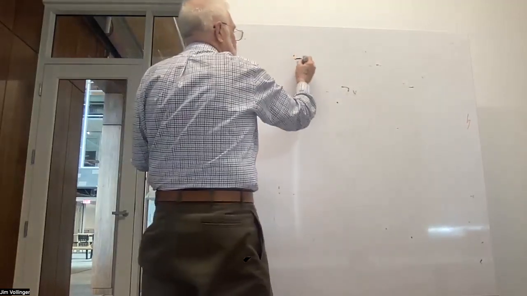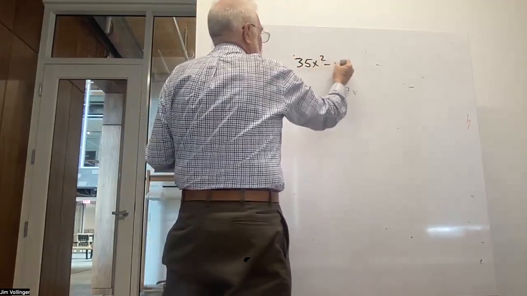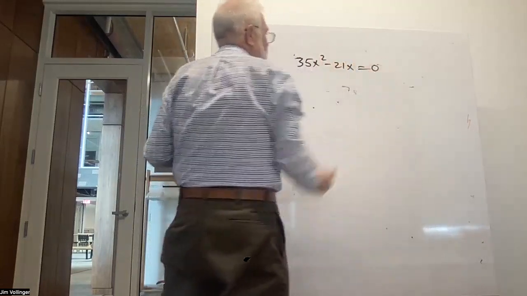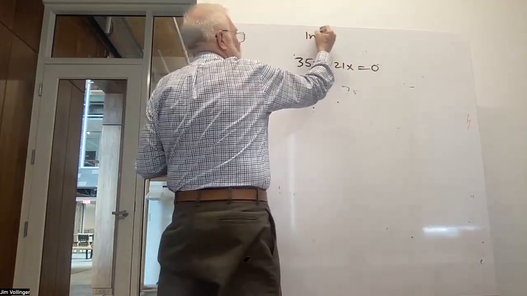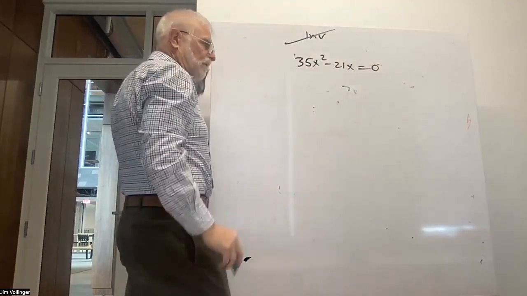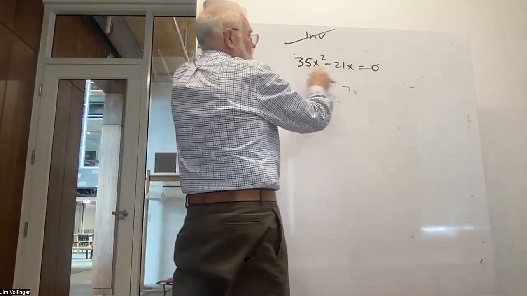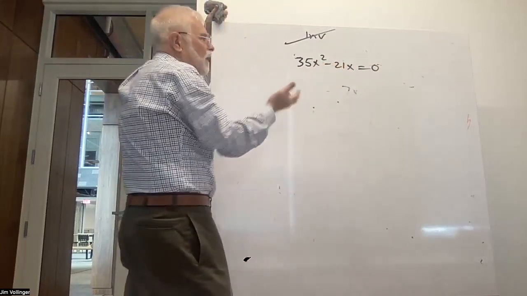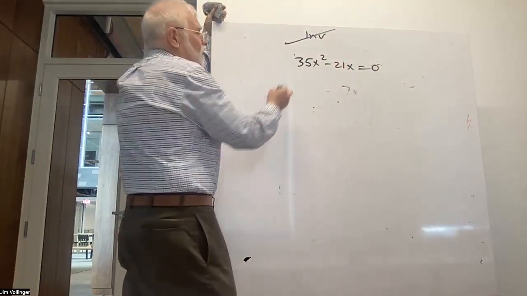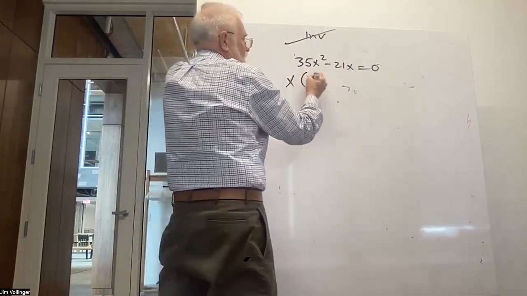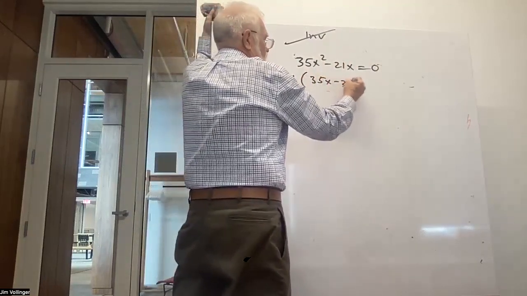All right, probably the most important problem on the sheet. 35x squared minus 21x. The way it's currently written, you cannot use inverse operations. We have a linear and a quadratic term. We can't put them together. But the way out of this problem is just to factor out x. x times (35x minus 21).